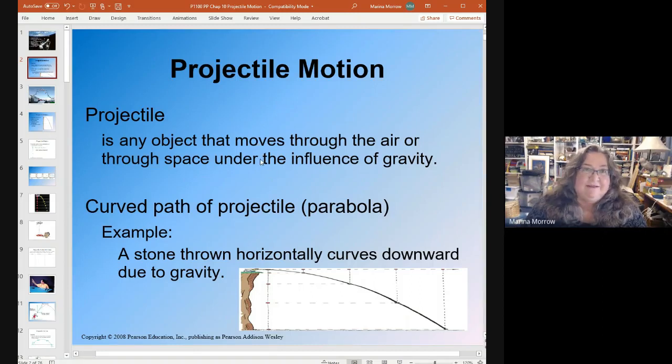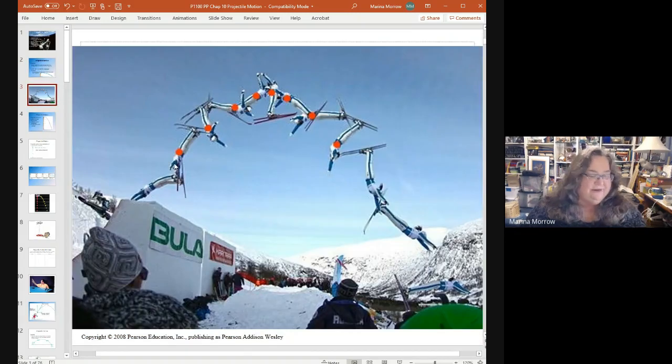What happens is that objects moving across the Earth's surface through the air tend to make this shape, which is called a parabola. This picture is showing a half parabola. Someone throwing a stone, that stone will curve down in this gentle shape called the parabola. And here's a skier going through the air, and you can see how the center of mass of the skier is also in this parabolic shape. So yes, anything tossed through the air will follow a parabolic path.